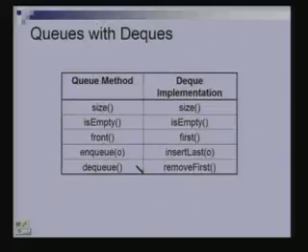Similarly, I can use a double ended queue to implement a queue. Now front would correspond to giving me the first element of the double ended queue. What do I do in enqueue? I insert at the rear, so that corresponds to insert last. And when I say dequeue, I remove from the front, so remove the first element of my double ended queue. So, if I have a double ended queue implementation, I can use its methods to implement a stack or a queue. Any questions?